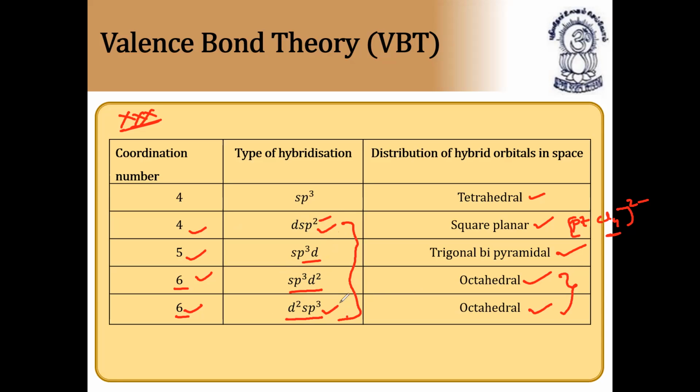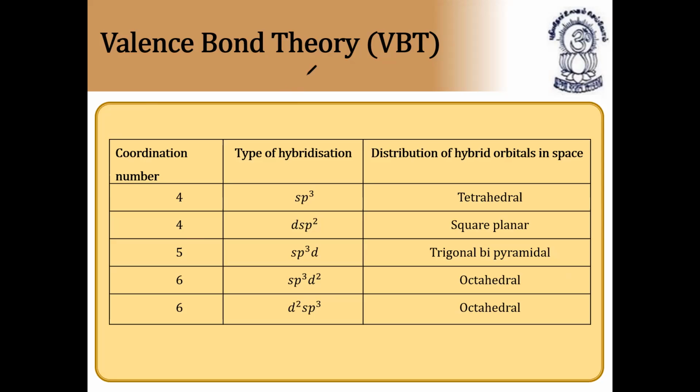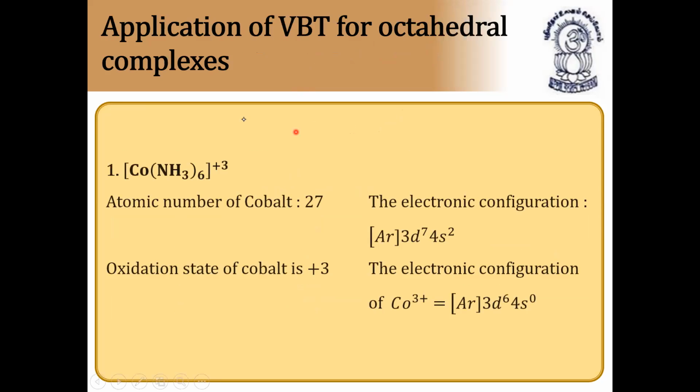So dsp2 as well as d2sp3. You have to concentrate more on these two compounds, the remaining are all the same, like chemical bonding. Please listen carefully. What does valence bond theory give you? The shape and hybridization of the complex compounds. Just simple. Now, application of valence bond theory for octahedral complex.